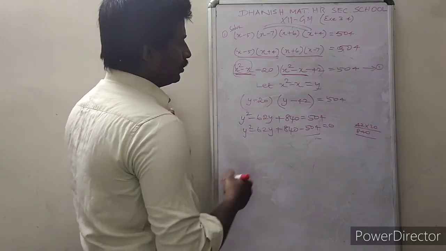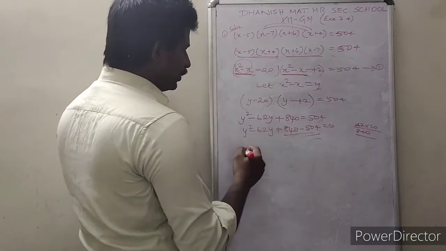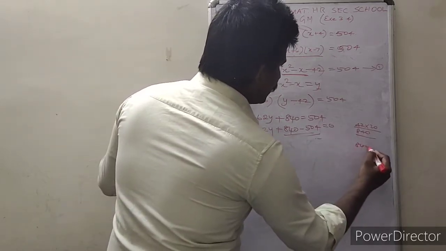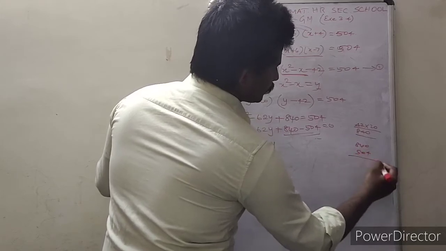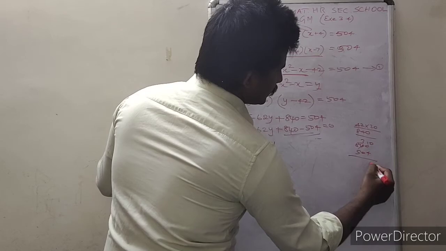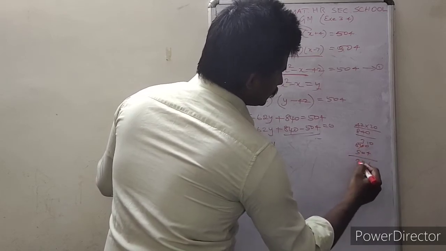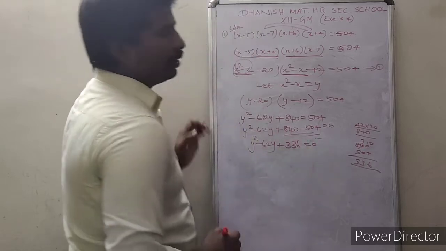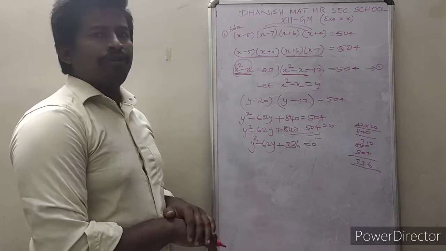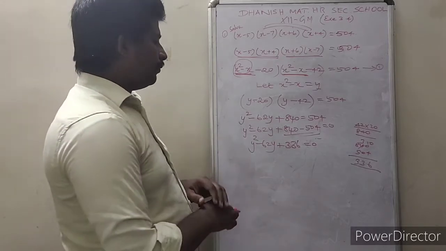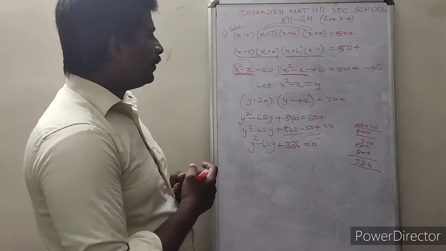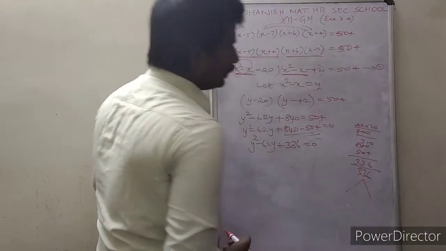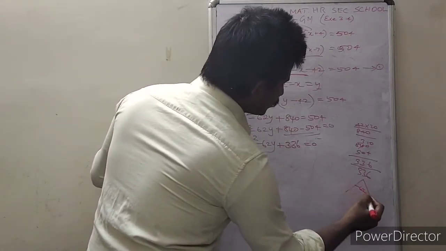Here we have two constants, so I subtract these two. So y square minus 62y plus 336 equal to 0. Now we are going to factorize this using the splitting the middle term concept. Here our multiplicative factor is 336. What is our additive factor? Minus 62.